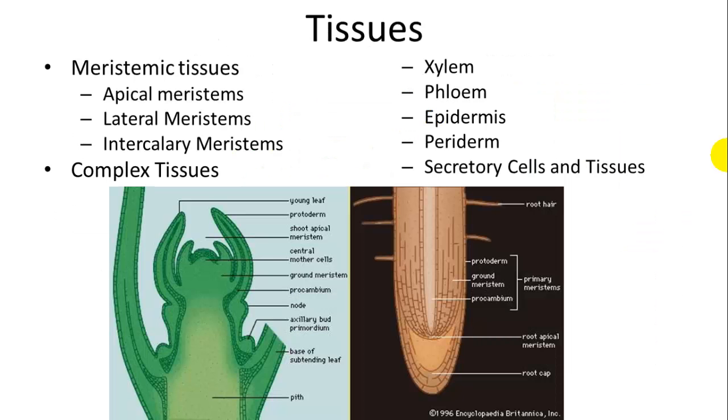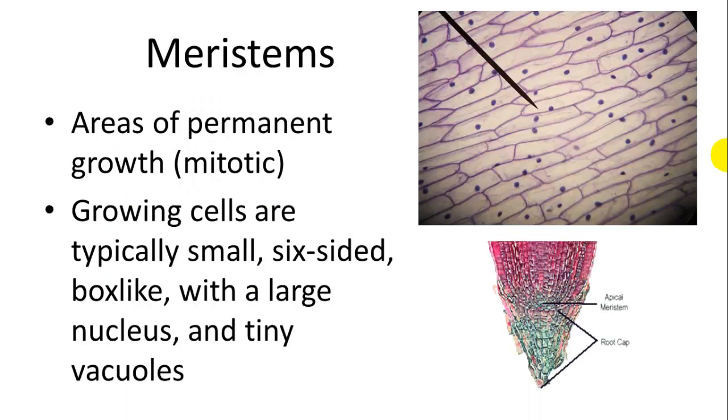However, when you get into tissues, these things you're probably less familiar with. So our different types of tissues include 2 subtypes: meristemic tissues, which are apical, lateral, and intercalary meristems, and then complex tissues, which are composed of xylem, phloem, epidermis, periderm, and secretory cells and tissues. And we'll go through each of these individually, starting with the meristemic tissues.